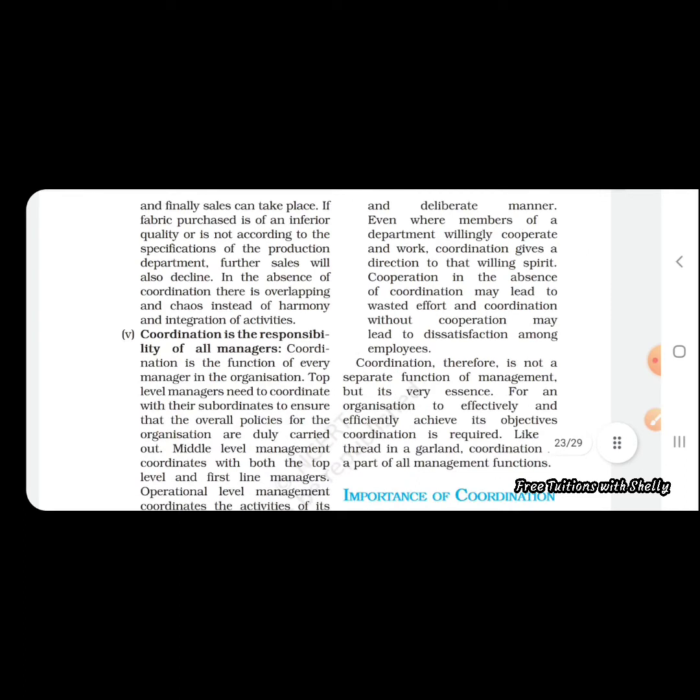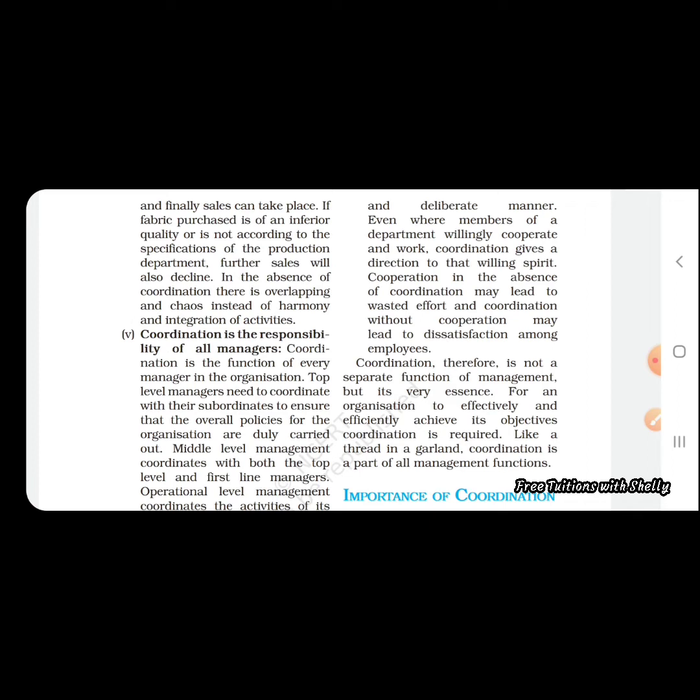Next is coordination is responsibility of all managers. Every manager is responsible for the coordination of different departments. So you cannot leave coordination and work. So coordination is the function of every manager in the organization. Top management needs to coordinate with middle management. Middle needs to coordinate with lower level. All the levels of management need to have coordination with each other.